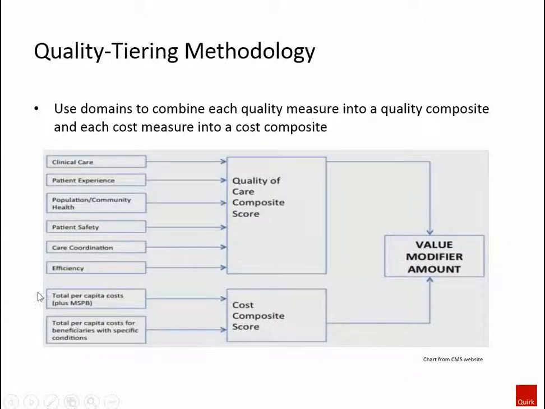The second part of the tiering is based on the per capita cost, as well as the per capita cost for beneficiaries with those specific chronic conditions that we discussed. And then those two scores are calculated together to come up with your value modifier score.